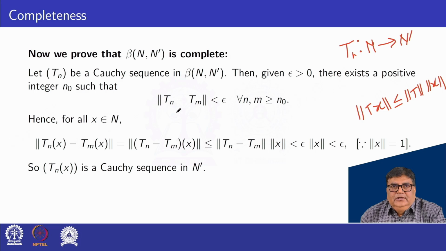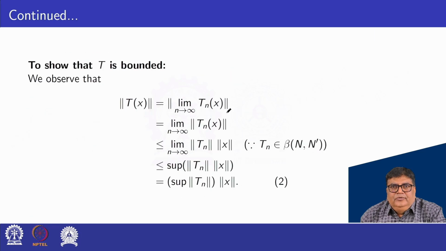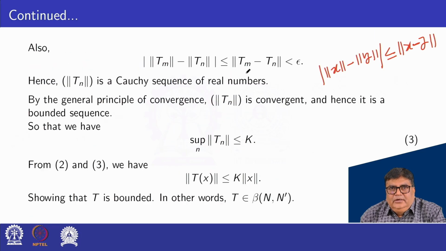And also we know that ‖Tn − Tm‖ < epsilon. So we can write the value of ‖Tm − Tn‖ < epsilon. Hence |‖Tm‖ − ‖Tn‖| < epsilon. This is, ‖Tn‖ is a Cauchy sequence of real numbers. By the general principle of convergence, ‖Tn‖ is convergent and hence it is a bounded sequence.